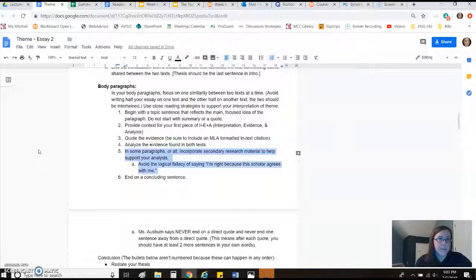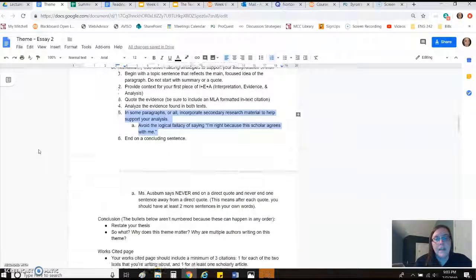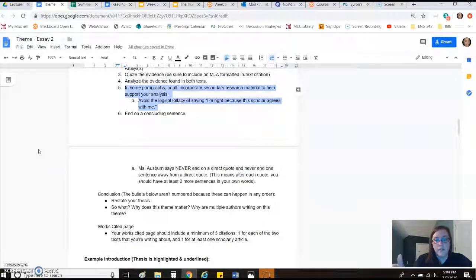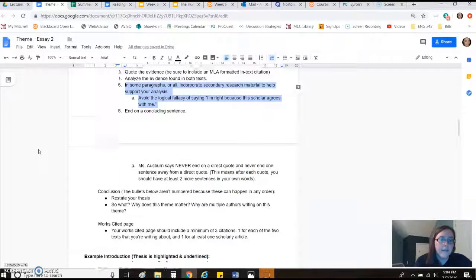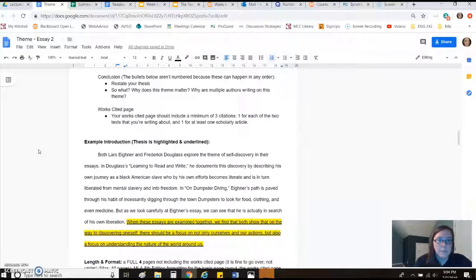You are the person doing all the work here. You have to engage with that secondary source in some way, and it can't be just so-and-so agrees. Pretty much everything else is the same. So your works cited page should have 3 citations, right?